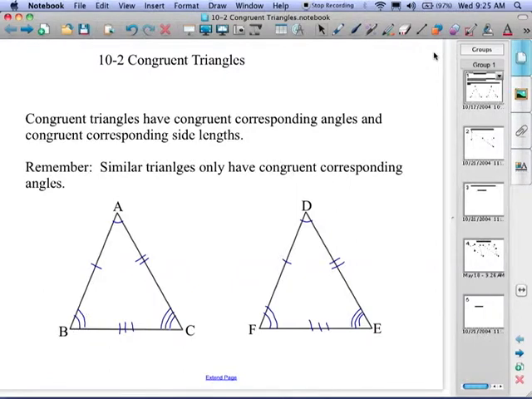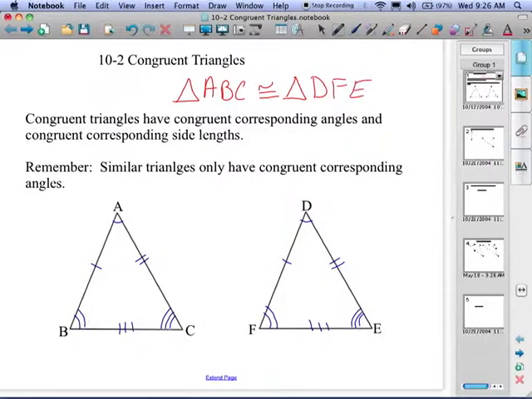10-2, congruent triangles. Congruent triangles have congruent corresponding angles and congruent corresponding side lengths. Remember from earlier, similar triangles only have congruent corresponding angles. So we have two triangles on the board, and we have triangle ABC is congruent to triangle DFE.